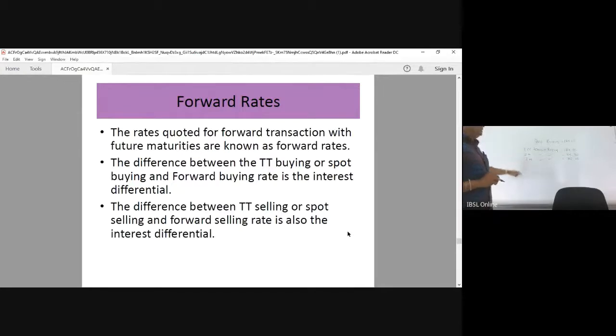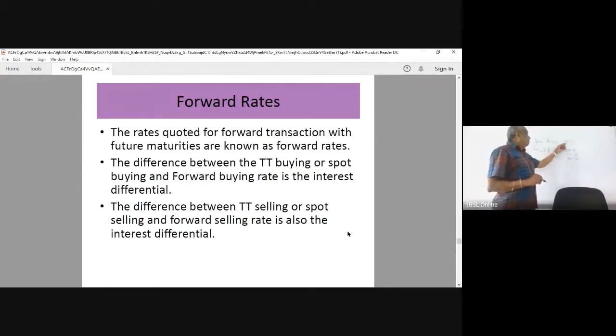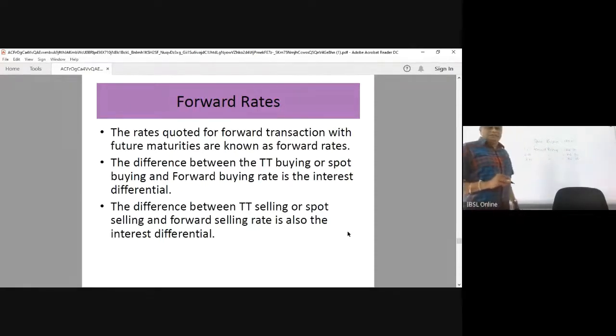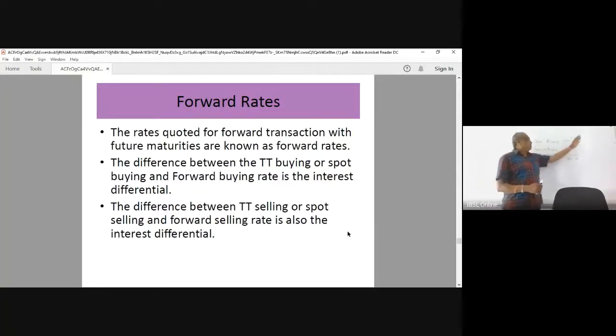1 month, 2 months, 3 months, the forward rates. Now the forward rates are more than the spot rates. Okay? They are more than the spot rate. The difference between the TT buying or spot buying or forward rate is the interest differential. Because of the interest differential, the difference between TT selling or spot selling and forward selling rate is also the interest differential. Same thing happens to the selling also.